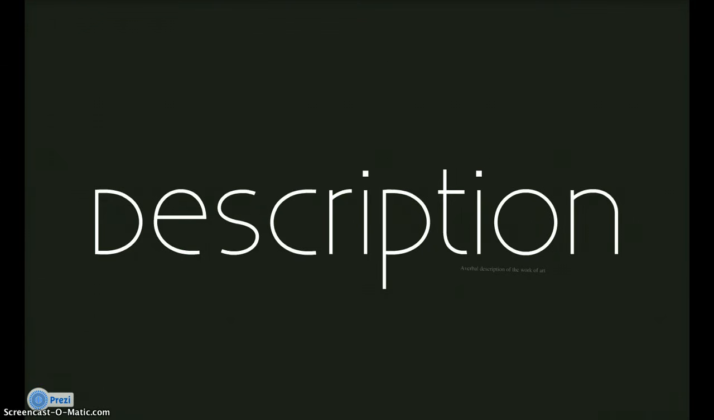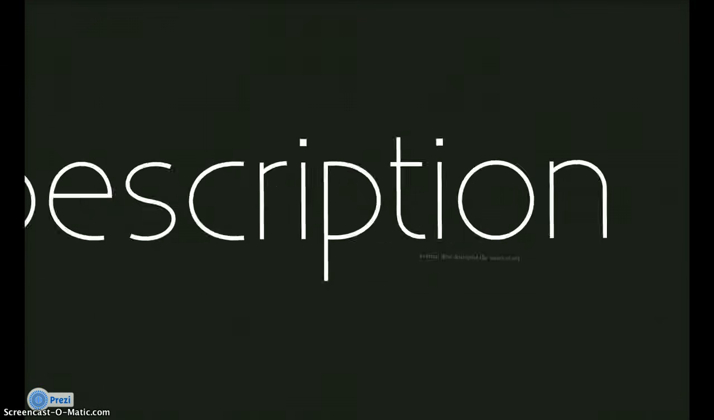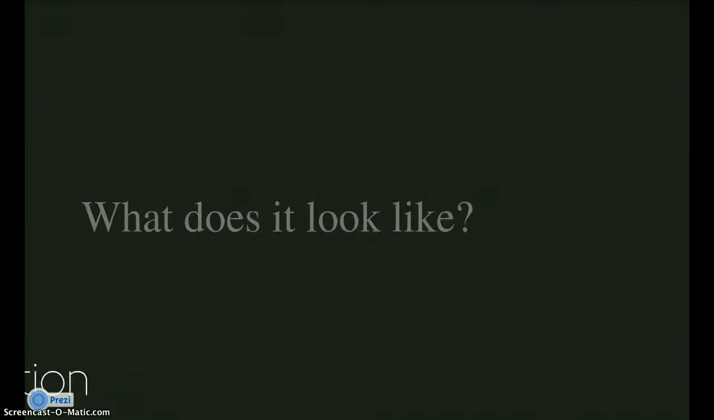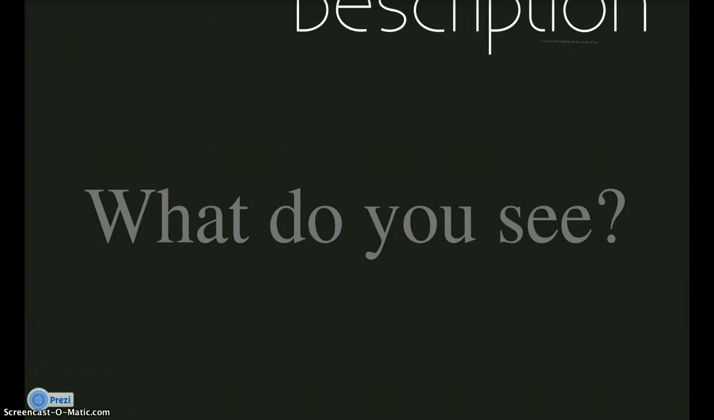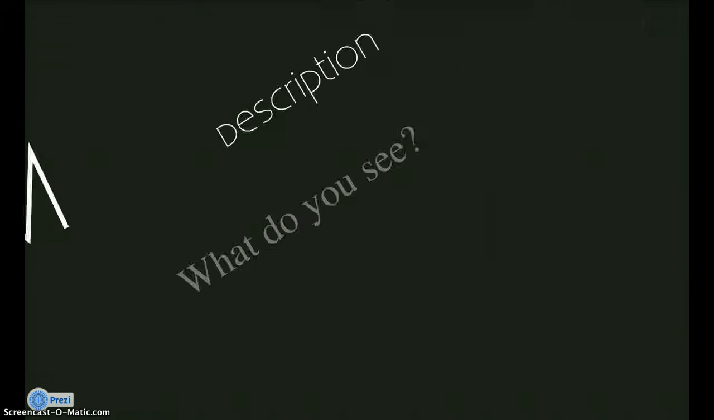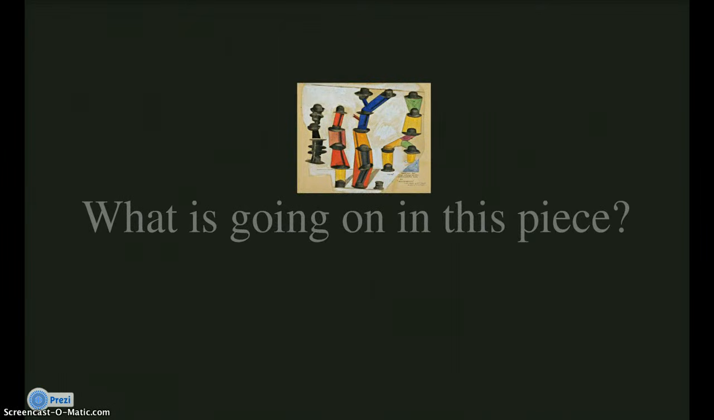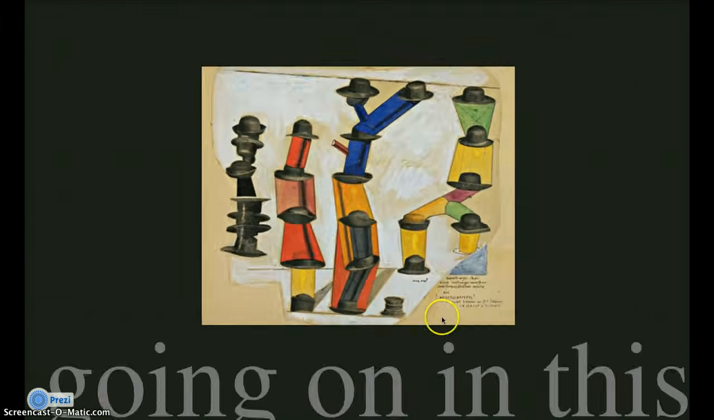So step one is description. Description is a verbal description of the work of art, okay? Not talking about what you think it is or what you are thinking it's about, but what does it actually look like? What are the facts? What do you see? So what is going on in this piece? Let's take a closer look.